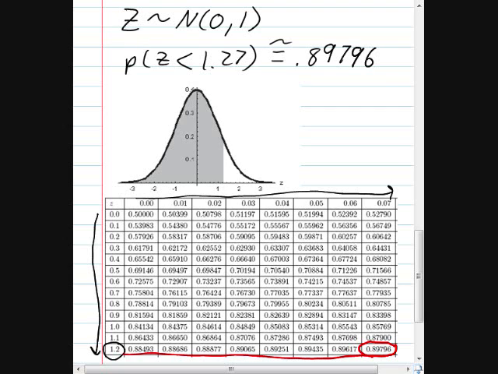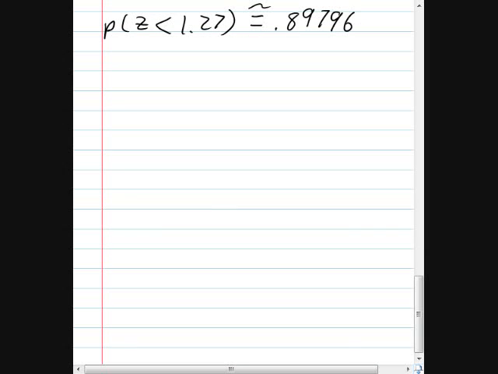So about 89.8% chance that this random variable will take on a value less than 1.27. So we can use the table to immediately find the probability that a standard normal random variable is less than some positive value. Well, what about the probability that a standard normal random variable is greater than some positive value?